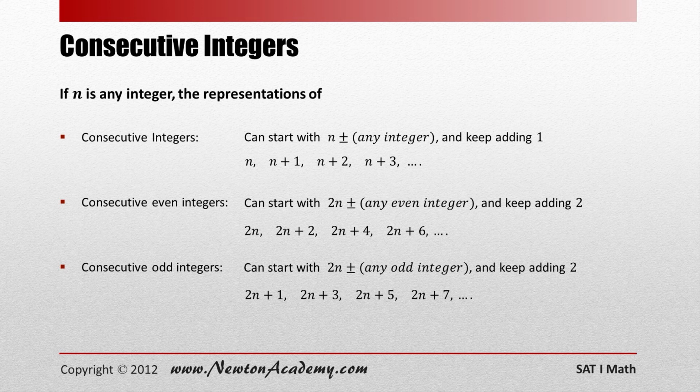Please remember that the examples I just gave you are not the only representations. For instance, to represent consecutive even integers, we can start from, let's say, 2n minus 14 and keep adding 2 to get this sequence. Now you're ready to solve problems. Let's begin.